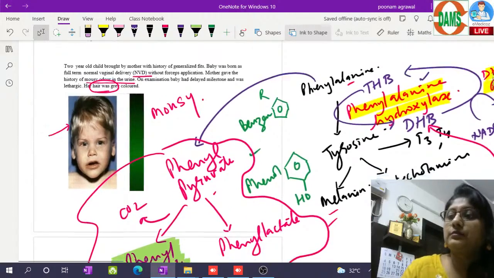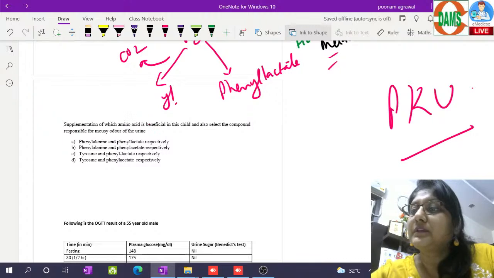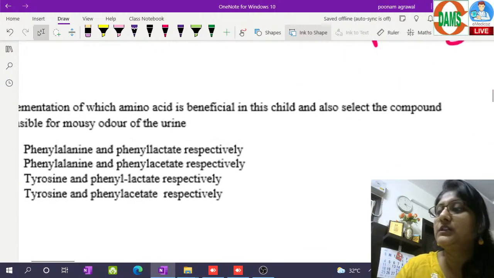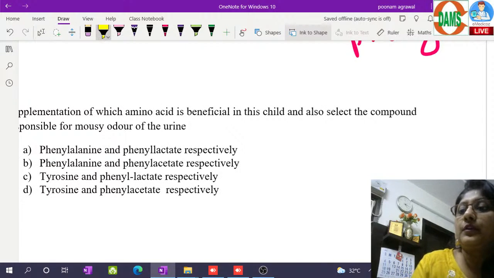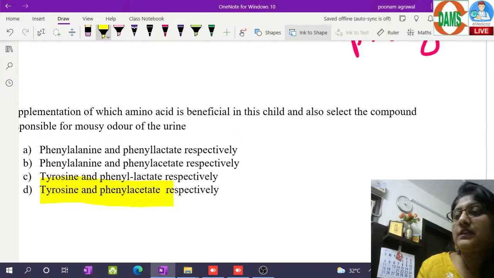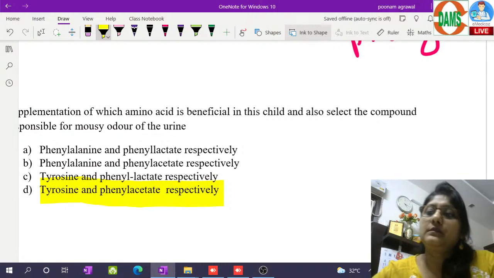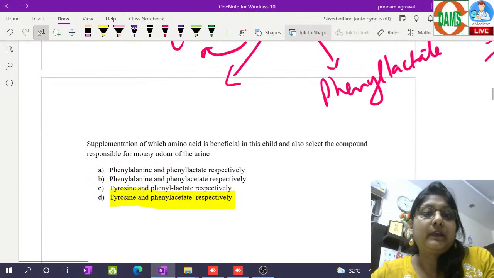So in this question, the question was, supplementation of which amino acid is beneficial in this child, and also select the compound responsible for the mousey odor. Now you've got the answer to both. So tyrosine supplementation, and phenyl acetate is the reason for the odor, is the answer here. So that is the answer here, right? All right.